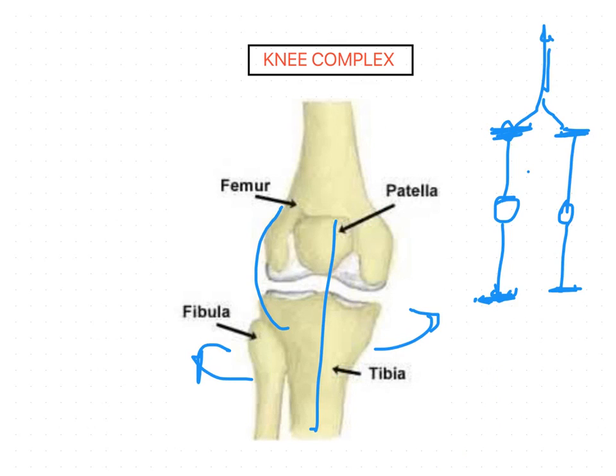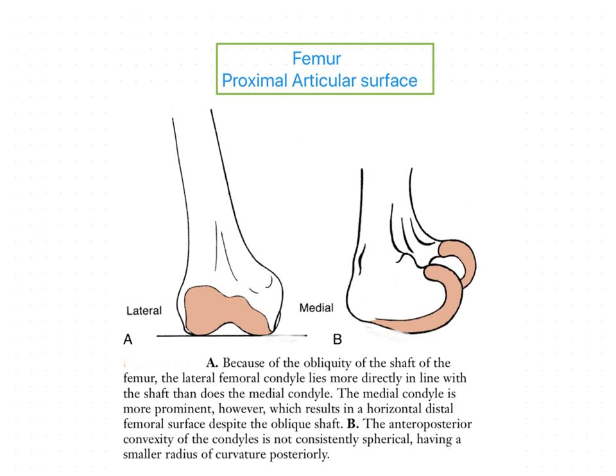Now first we are going to discuss the proximal articular surface or femoral articular surface. The proximal articular surface of the knee joint is formed by the distal end of the femur. That femur consists of two condyles, medial and lateral condyles. This one is the medial and lateral condyles, which is located on the distal femur, forming the proximal articular surfaces of the knee joint.